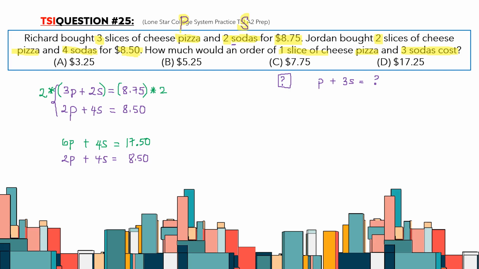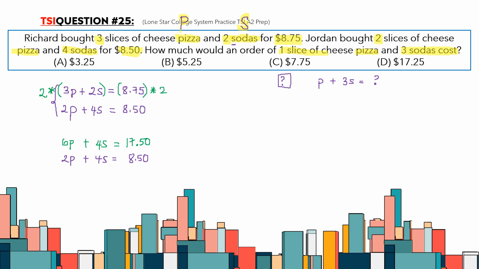This one means with the same ratio, I can buy double the amount, 2 slices of cheese pizza with 2 sodas at the price $8.75. Now if I buy double the product, I buy 6 slices of cheese pizza with 4 cans of soda, I have to pay double the amount of 8.75, and that amount is 17.50. So the ratio is the same, right?